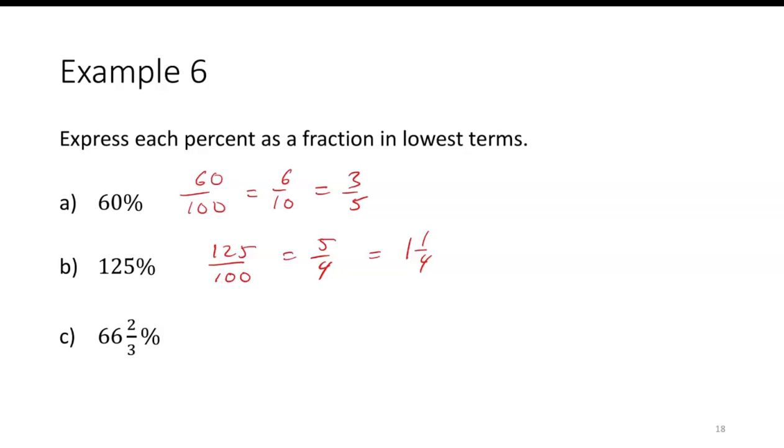And for part C, it's maybe a little bit simpler to convert to an improper fraction first. 66 times 3 is 198, plus 2 is 200. So this is 200 over 3%. And so this would be 200 over 3 divided by 100. So 200 divided by 100 is 2, and we end up with 2/3.